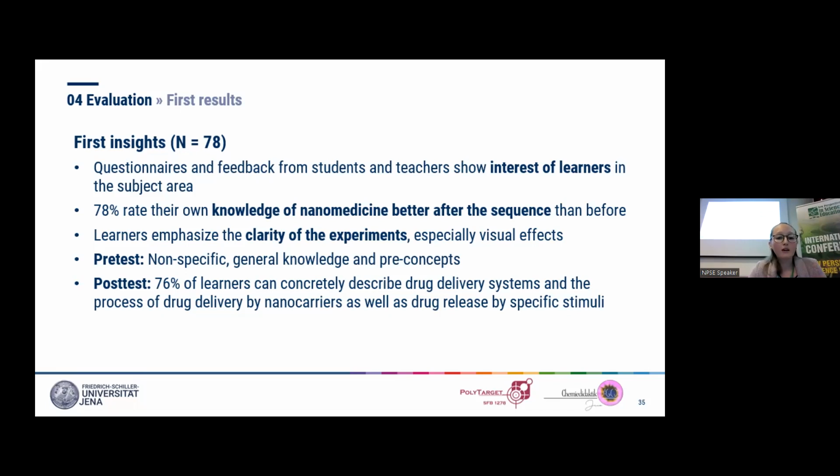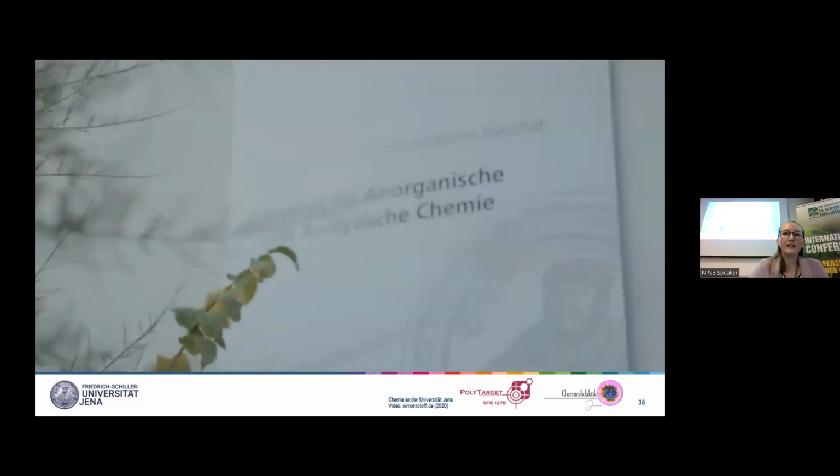If we compare the pre and the post test, it becomes clear: while in the pre test the concepts and knowledge are non-specific and more general, in the post test 76% of the learners can concretely describe drug delivery, the process of drug delivery by nanocarriers, and finally the release by specific stimuli. And this brings me to the end of my presentation.